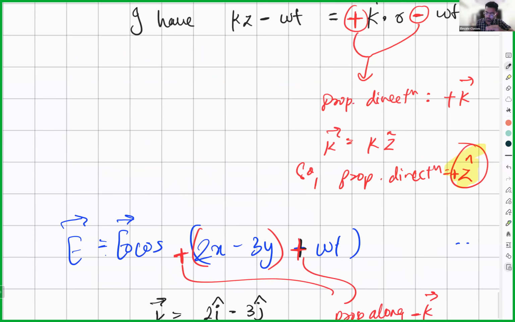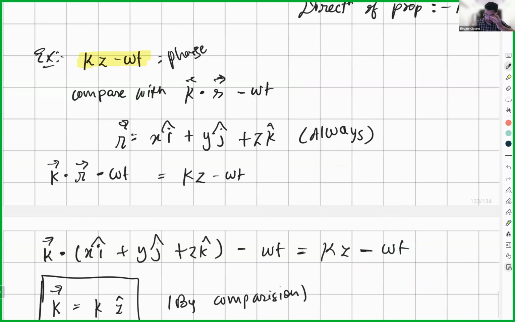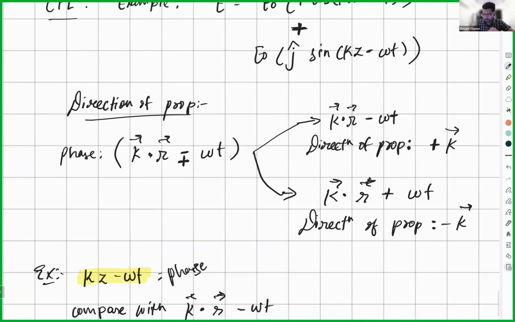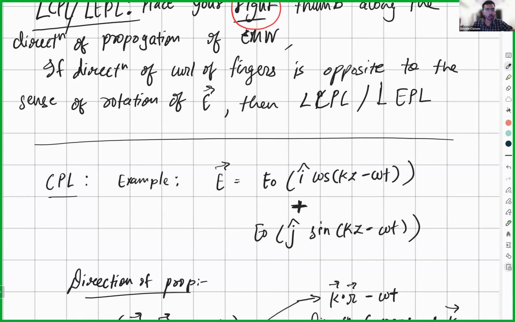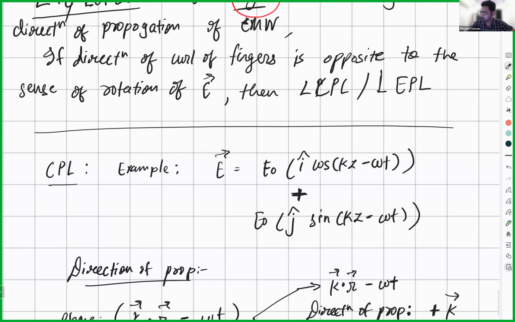Let us go back to where we started. So we started with this circularly polarized light. And the question was whether it is left circularly polarized light or right circularly polarized light. Okay. So the direction of propagation is very clear now. There is a lot of confusion in the direction of propagation. That is why I have cleared it. Now let us bring this problem over here.